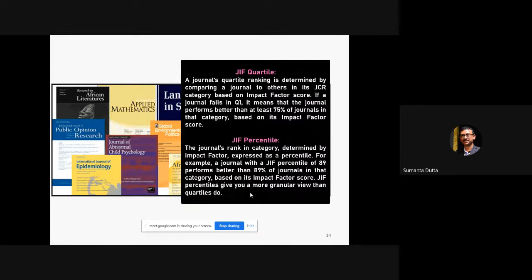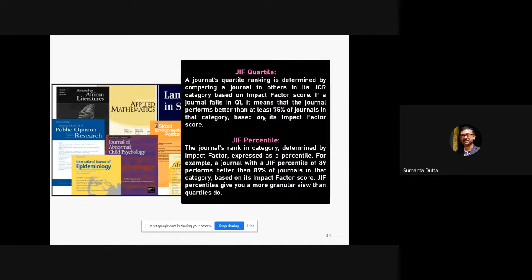There is a fundamental difference between journal impact factor quartile and percentile. These things we need to understand, at least the quartile part. We have known that the Scimago Journal and Country Rank provides the quartile ranking. Suppose it is quartile 1, it means that the journal performs better than at least 75% of the journals in that category.